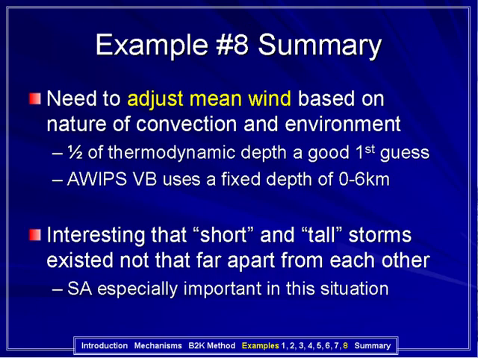One thing I want to point out from this event is that you need to be continually aware of what your mean wind depth is, and you may have to adjust that. This rule of thumb of using half of the thermodynamic depth works well as a first guess, but as we saw in this case, it didn't work for all storms, so you need to be aware of that. Also, when you use the AWIPS volume browser to plot supercell motion, it uses a fixed depth of 0 to 6 kilometers. That's hard-coded into the algorithm. So if you want to use something different, you're going to have your AWIPS focal point adjust that.